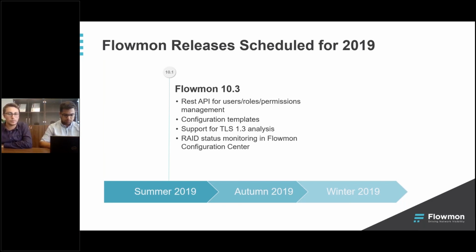End of summer, preferably sometime during end of August, I think, Flowmon 10.3 is scheduled, which will bring a couple of improvements. First is the REST API for management of users, roles, permissions, so simplified administration for those that are using REST APIs for management of Flowmon. One very important thing is the configuration templates, which is basically a set of predefined configuration that offers you a specific view to some part of network data. It can be, for example, Office 365 traffic or something like that.